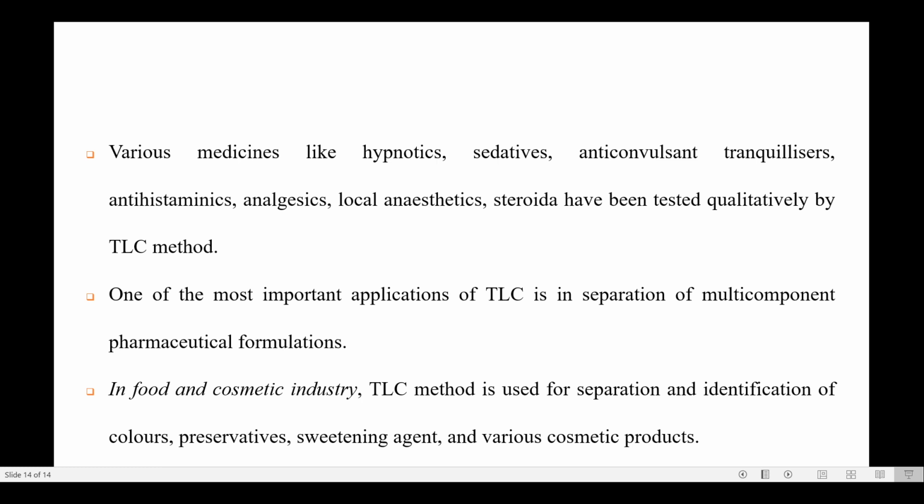One of the most important applications of TLC is in separation of multi-component pharmaceutical formulations. In the food and cosmetic industry, the TLC method is used for separation and identification of colors, preservatives, sweetening agents, and various cosmetic products. So in this session, we have seen the applications of paper chromatography as well as thin layer chromatography.